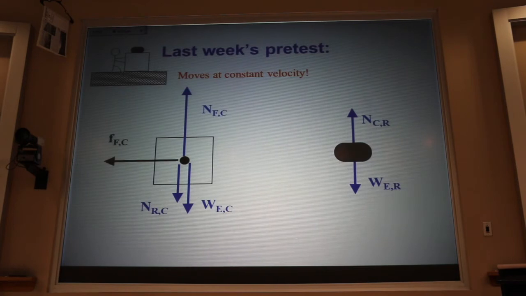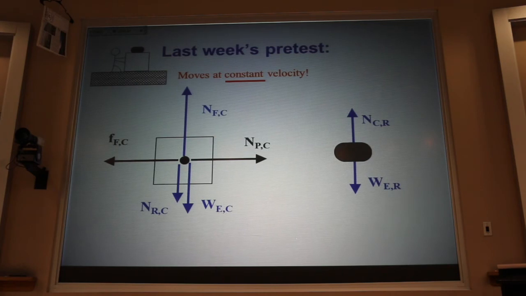In this case, we can hear the scraping between the bottom of the crate and the floor. So we know that it's a kinetic friction. Because this crate is moving at a constant velocity, and I only have one remaining force, the push by the person, it's got to be equal to that friction force. And remember, that's how we found the magnitude of the kinetic friction force last week, is indirectly through the push by the person.